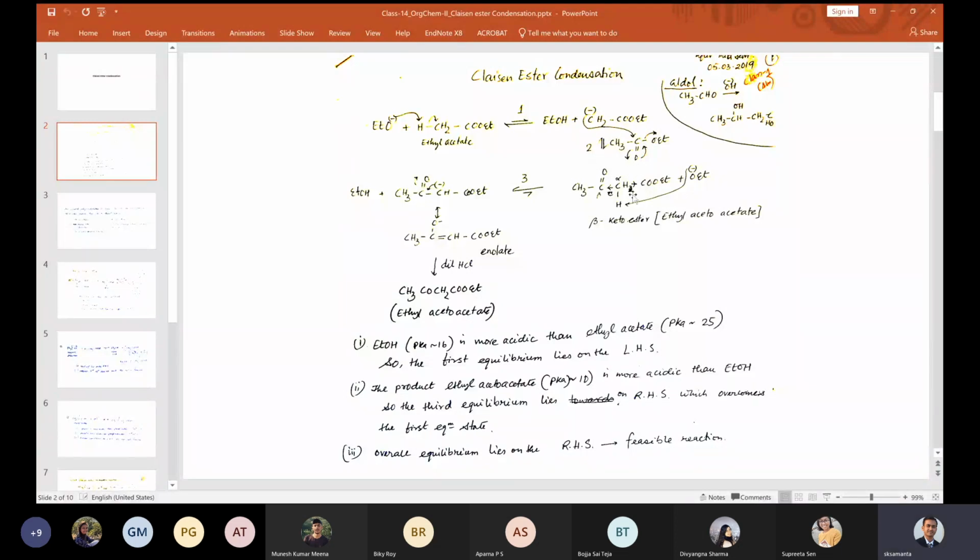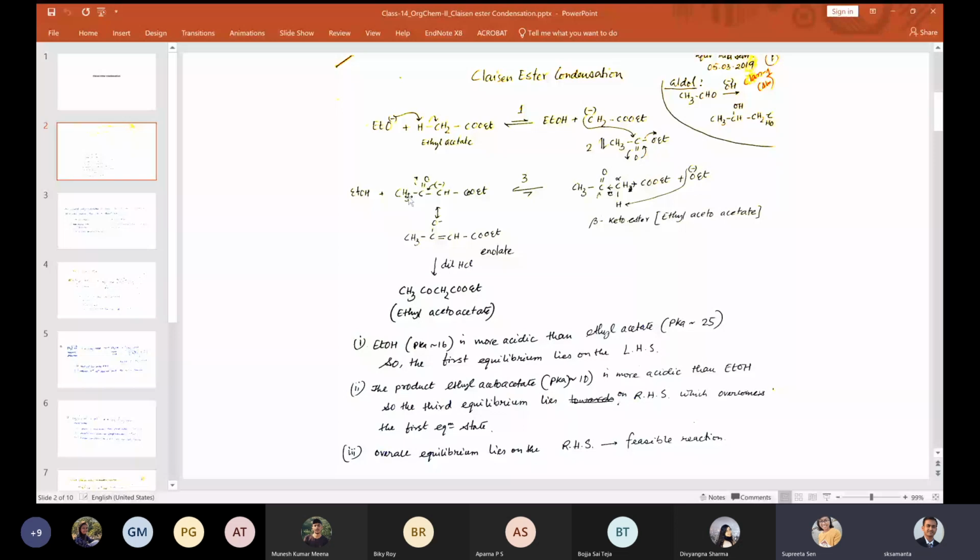If this one is more acidic, then this proton would like to give the proton to this one. So this form would be more stable then, correct? That means the third equilibrium lies towards the right hand side, towards the product formation. Because the number 3 equilibrium overcomes the number 1 equilibrium, the overall reaction lies towards the right hand side, towards the product formation. And that is how this reaction becomes feasible.